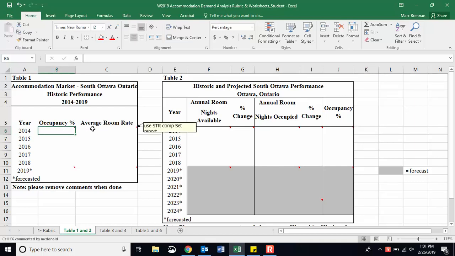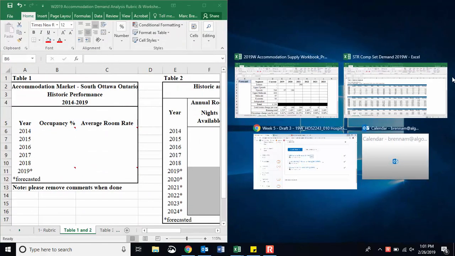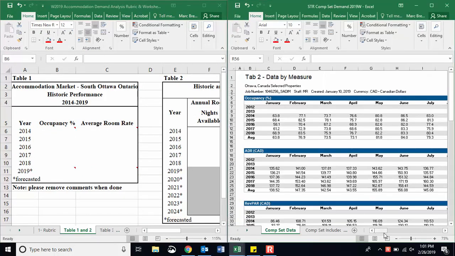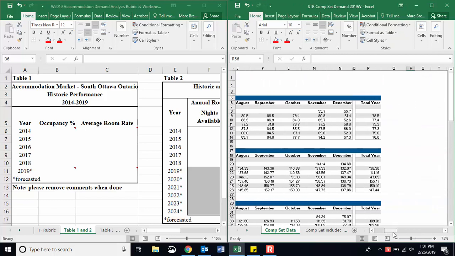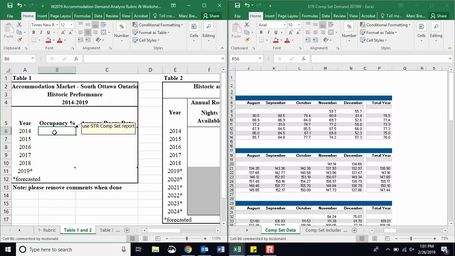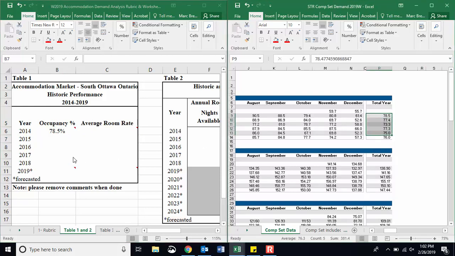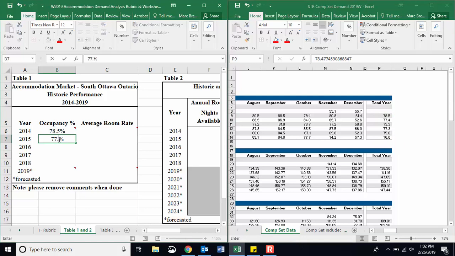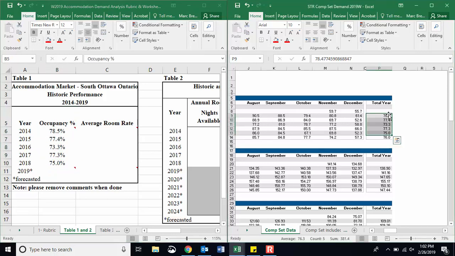So use the STR comp set report for these ones. I've already got this open. I'll bring this over, the STR comp set. And then you just really need to bring over 78.5%. And really this is 2014 here. I'm just bringing over these numbers: 77.4, 73.3, 77.3, 75.